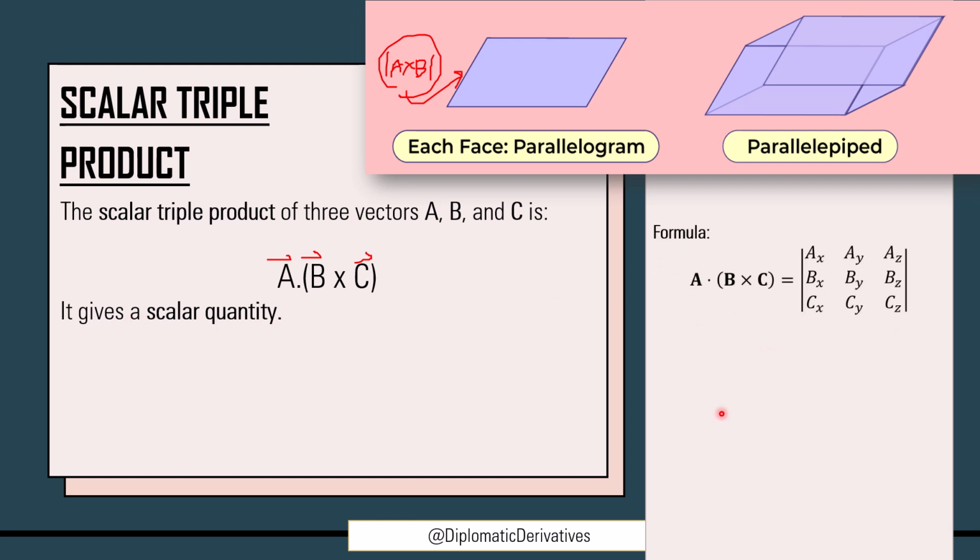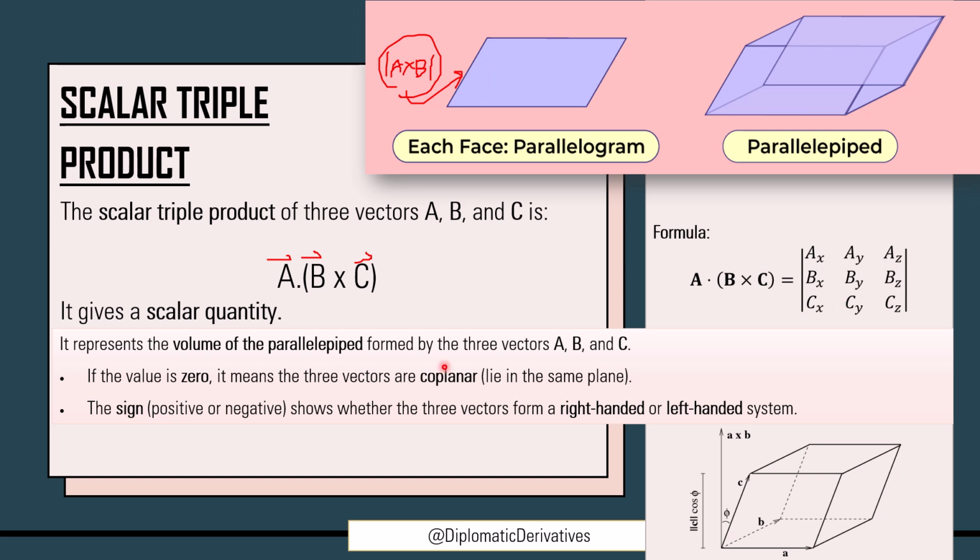Now in components form, in the cross product we made a determinant, right? And in that we had i, j, k with components of a and components of b. Here, since the total answer that you get is going to be a scalar, you don't have to use i, j, k. Instead you will make a determinant in the form of the components of a, components of b, and components of c. It represents the volume of a parallelepiped formed by the three vectors a, b, and c.